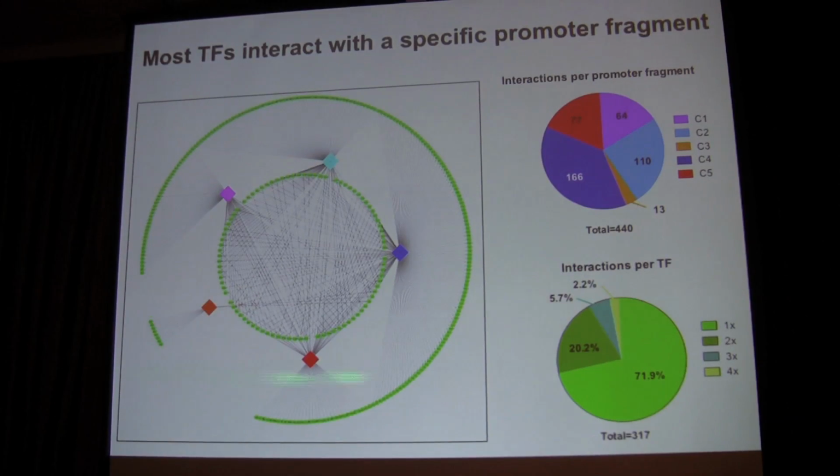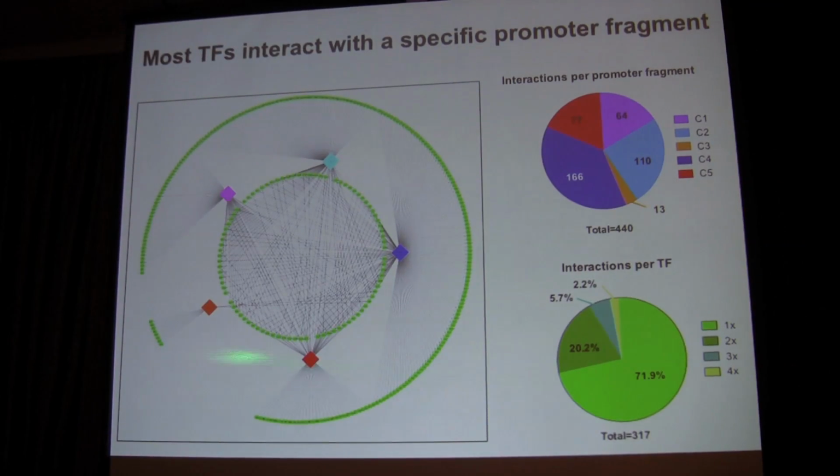Only a smaller percentage, about 20% of the transcription factors that we found as hits, are interacting with more than one of these shorter promoter fragments. So we are actually in the process of trying to find tools that would allow us to rapidly validate these interactions. Again, these are interactions in yeast, so we are working on different methods to try to validate these interactions in planta.